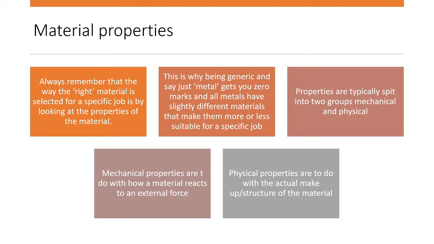So with that, properties are typically broken down into two groups: mechanical and physical. Mechanical properties are to do with external forces that will happen on the material. Physical properties are to do with the actual makeup and the structure of the material itself. I'll show you some examples in the next couple of slides to hopefully make you understand that a little bit more. But just remember, mechanical is to do with external forces being applied to the material or the product, and physical properties are to do with the actual internals of the material itself.